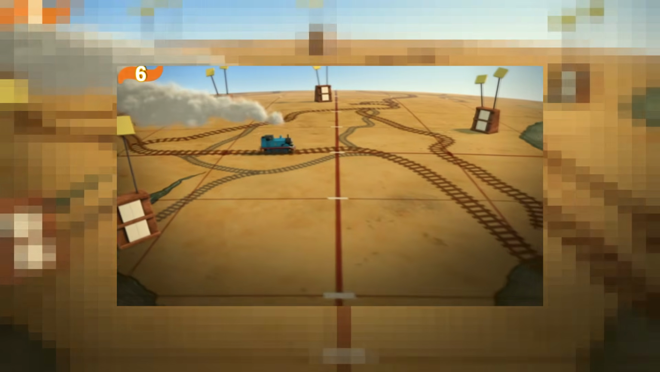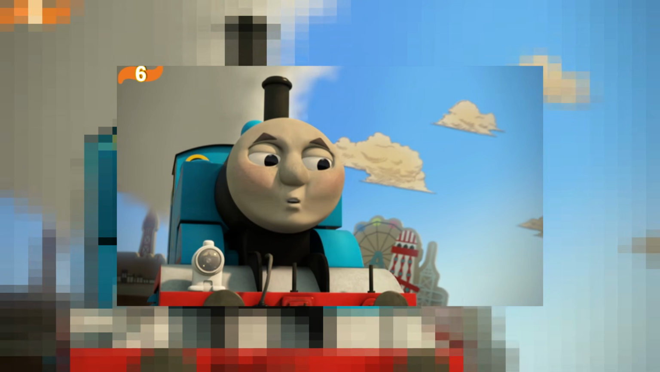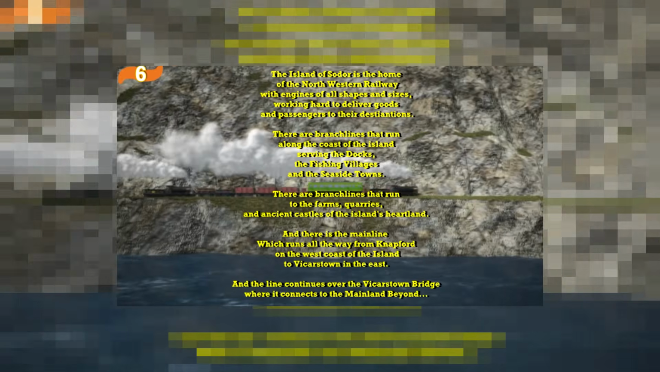In fact, I've taken the liberty of writing it out if you want to pause and read it. The way the first line describes Sodor as a home, which ties into Thomas's arc of the movie of wanting to come back home to his friends. The English alliteration of shapes and sizes. The two-stanza structure of "there are branch lines, there are branch lines."